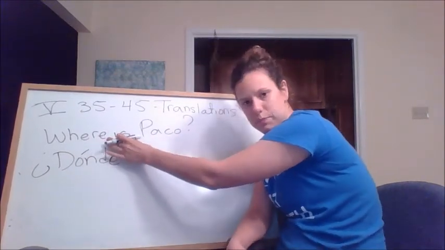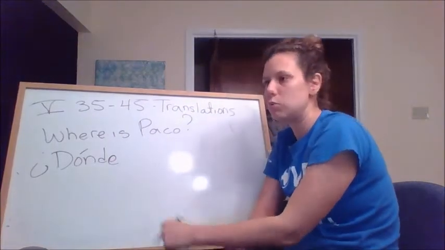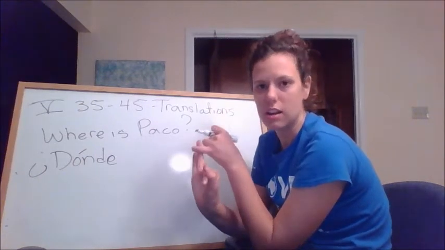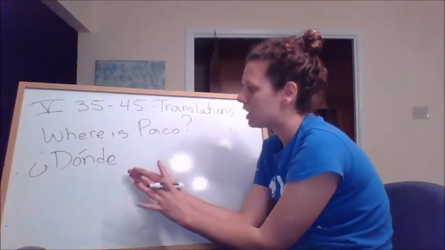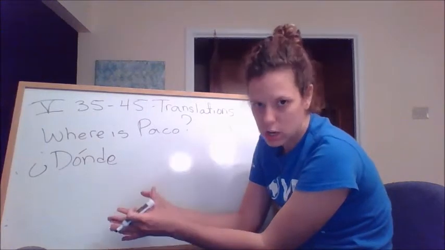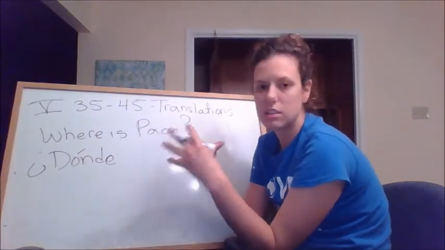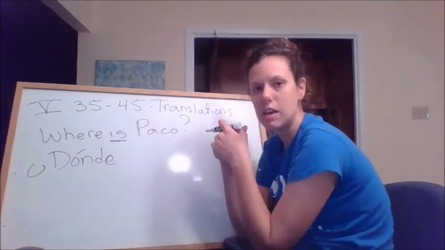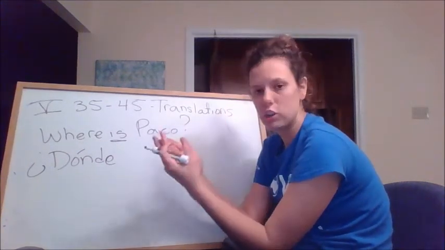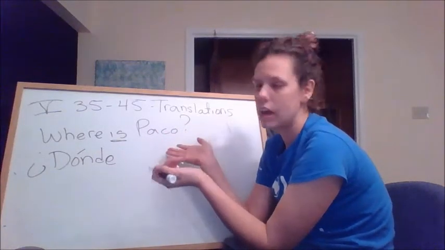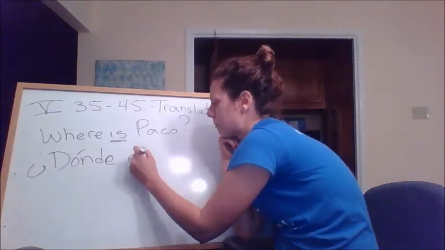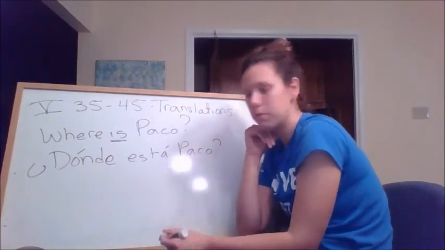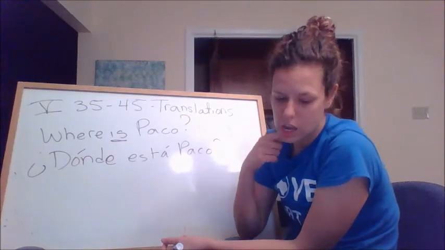And then we have "is." We have two verbs that mean "is." We have ser and estar. So donde is talking about a location. We use estar for location and condition, so that means this has to be estar. Now we have to conjugate that for Paco. So we say, ¿Dónde está Paco? Okay, so that would be how you translate that.